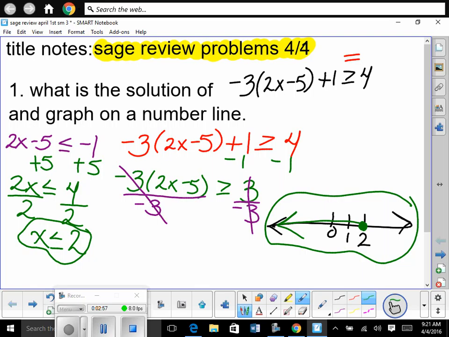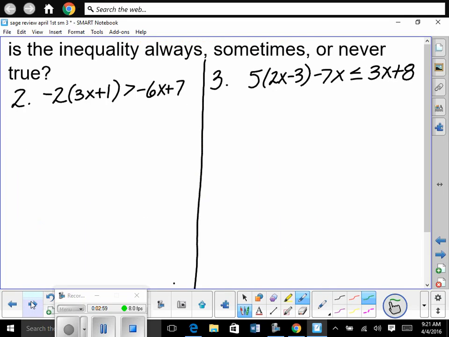Okay. Next problem. So number 2 and number 3, it says, is the inequality always, sometimes, or never true? So I'll give you a second to get those done. Okay, so let's go ahead and solve it. So we'll multiply in negative 2, so we have negative 6x minus 2 is greater than negative 6x plus 7.